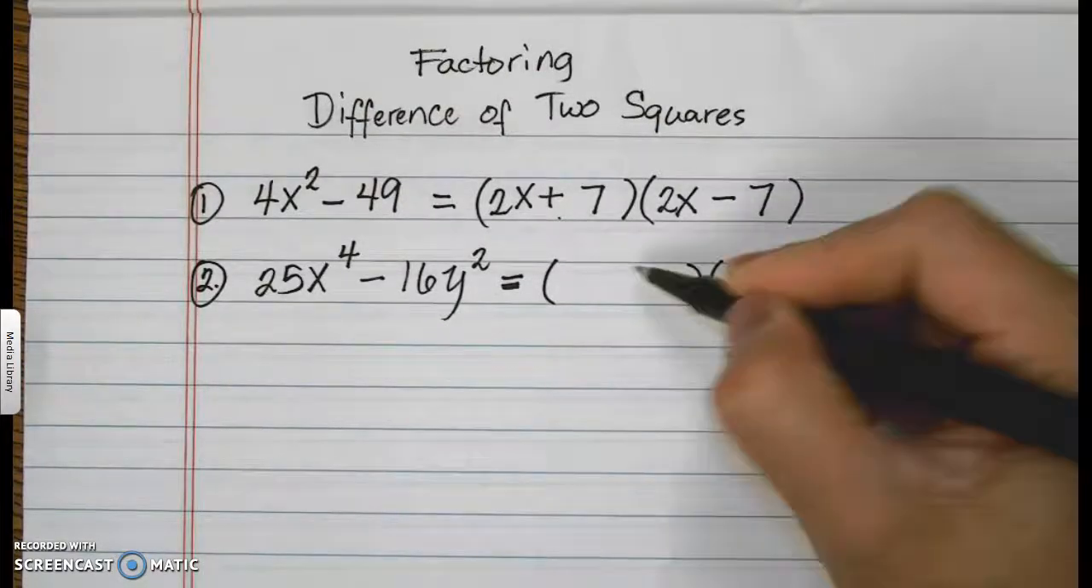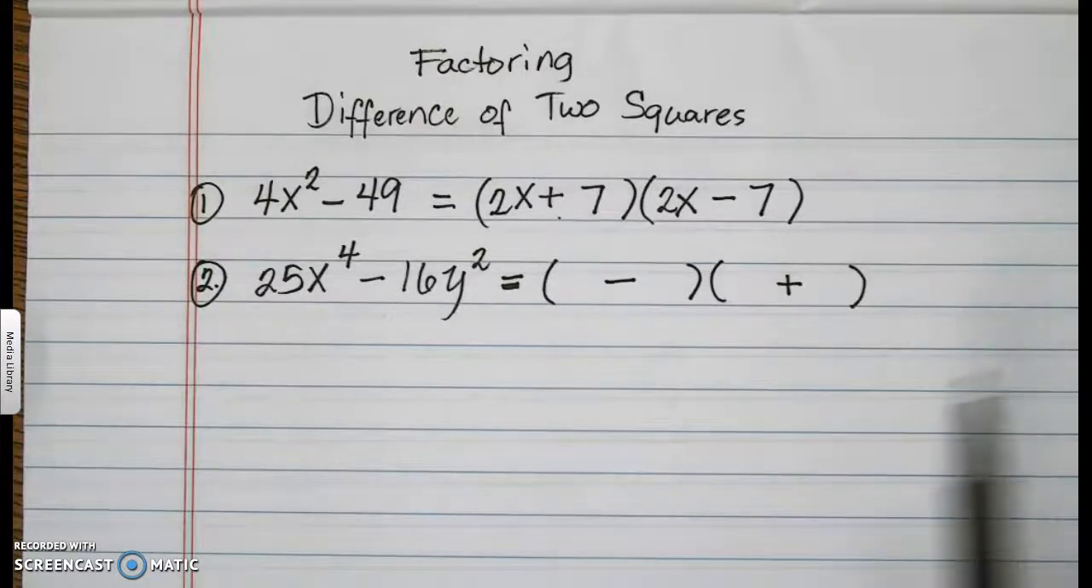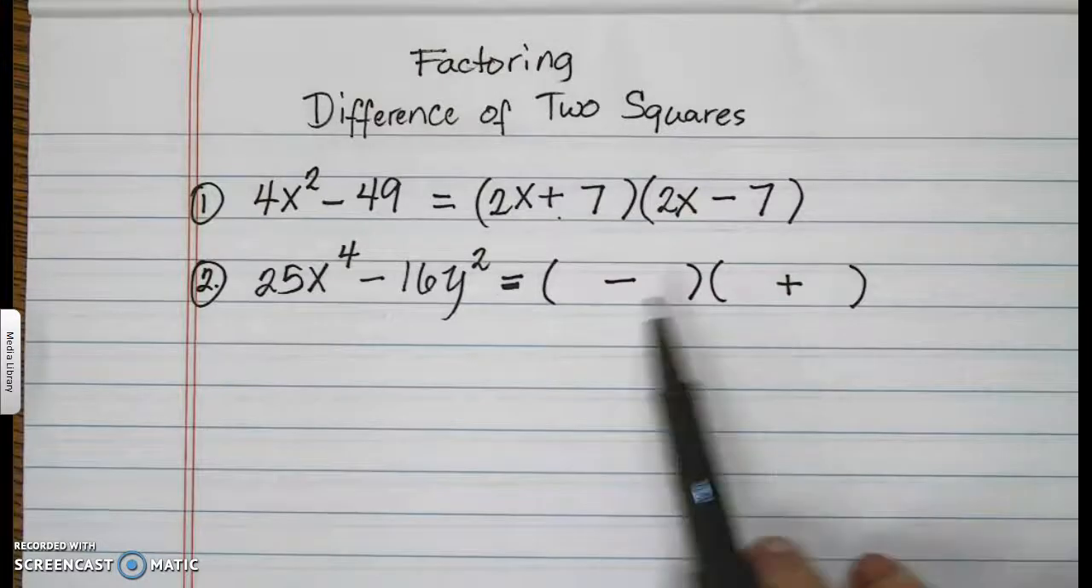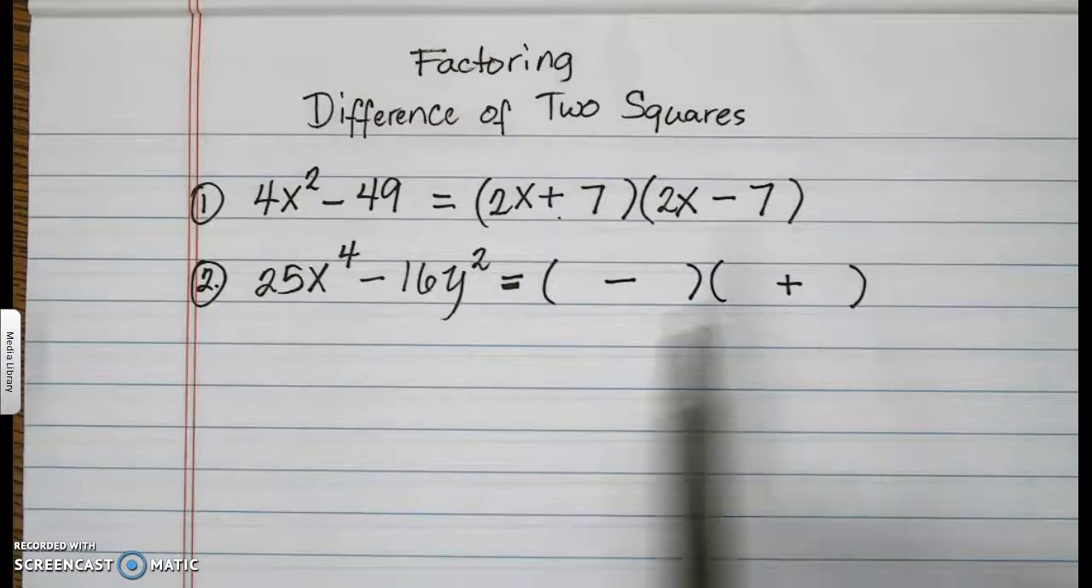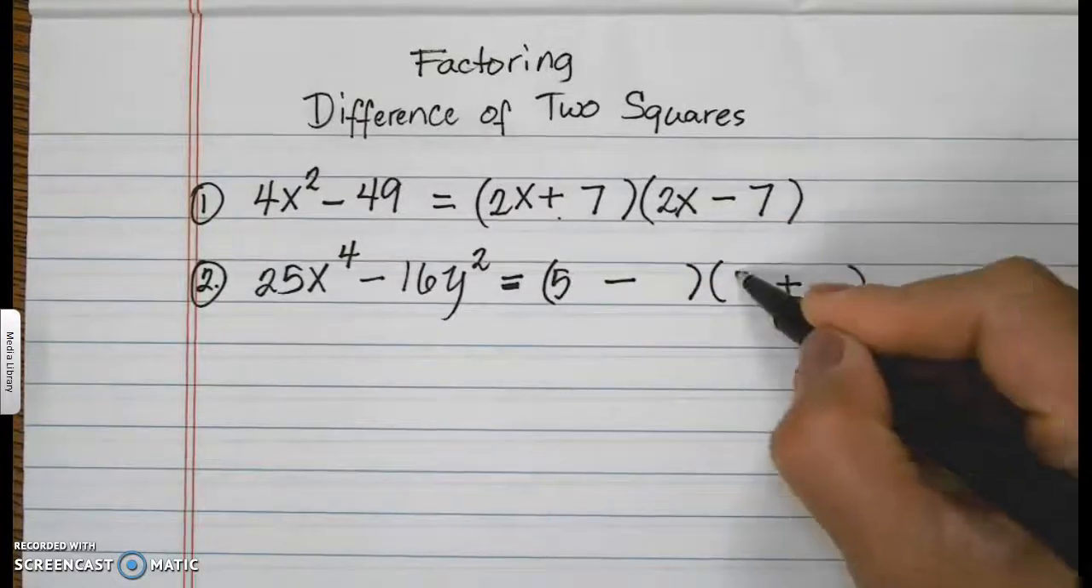One is plus, one is minus. This time I'm doing minus and plus right here. As I said, it won't matter where you put it for as long as one is plus, one is minus. The square root of 25 is a 5. I'm going to put a 5 there and a 5 here.